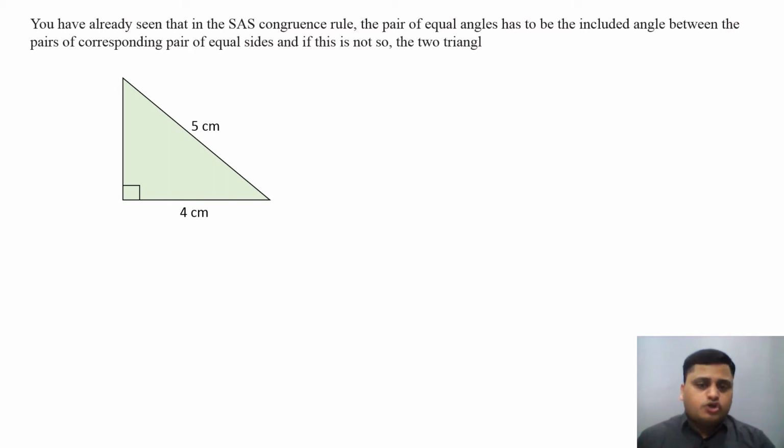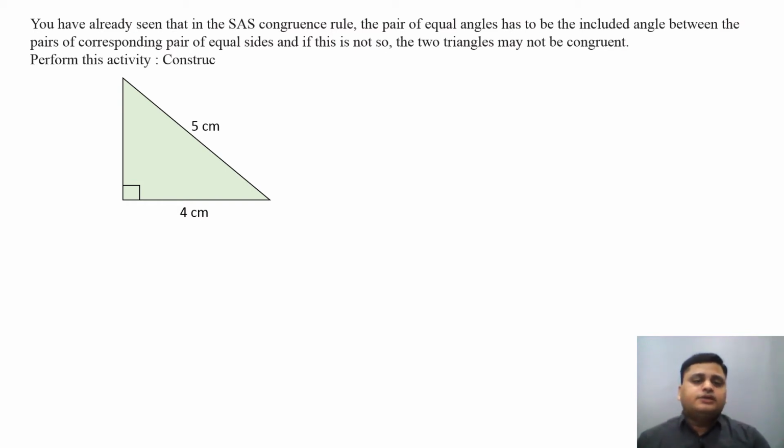If this is not so, then two triangles may not be congruent, because we need what? SAS congruency rule. It means that between two pairs of equal sides, one angle must be there. Now this can be verified by doing one more activity.